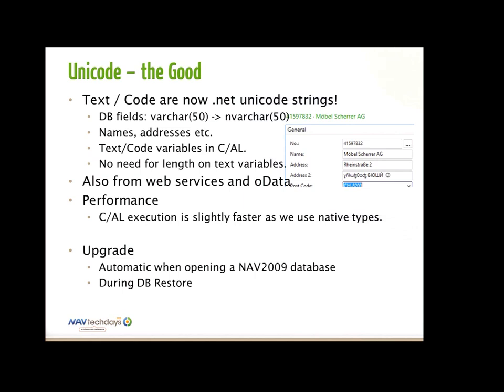So performance is, well, here I wrote in the good, but there's also a bad side of this. The thing about using native strings is that we don't have to do this typecasting and internal conversion. Everything is just .NET strings and so on. So that gives us an execution advantage.